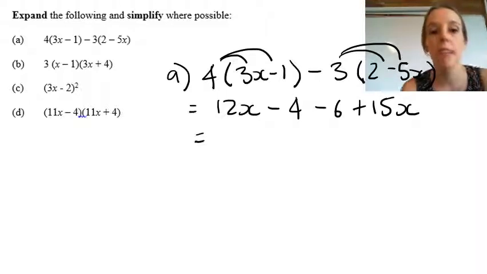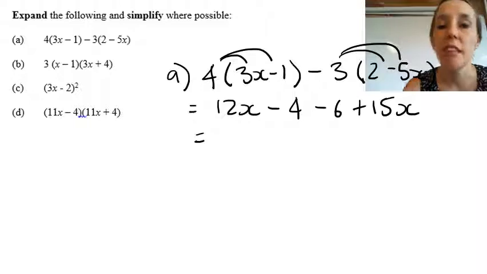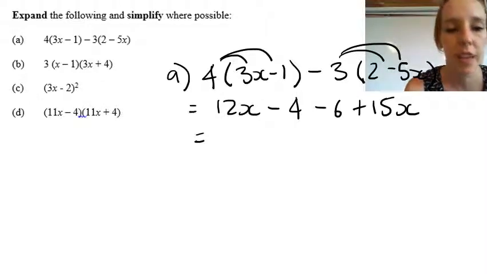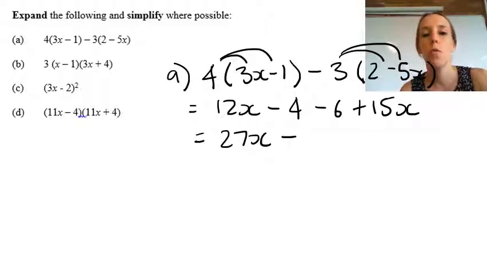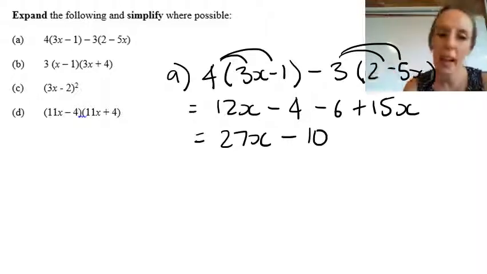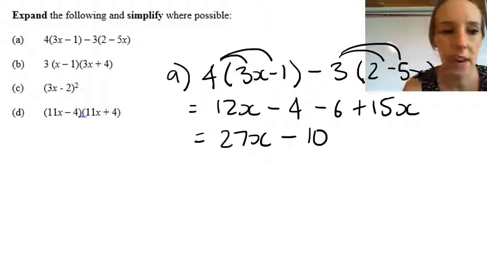Okay, so from there I can collect my like terms. So 12x and 15x are like terms. So 12x plus 15x is going to give me 27x. Take 4, take 6. Well, I can add take 4 and take 6 together. So -4 take another 6 is going to be -10. So my answer is 27x take 10.